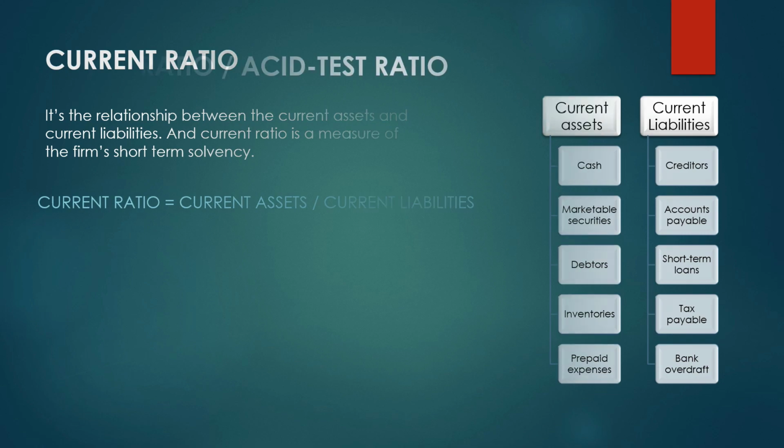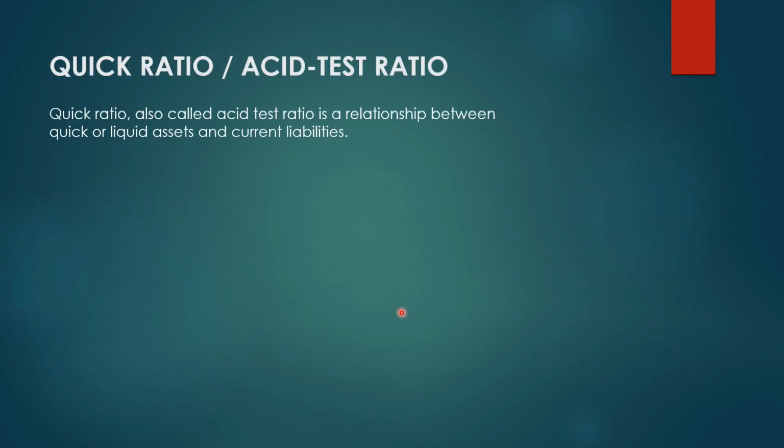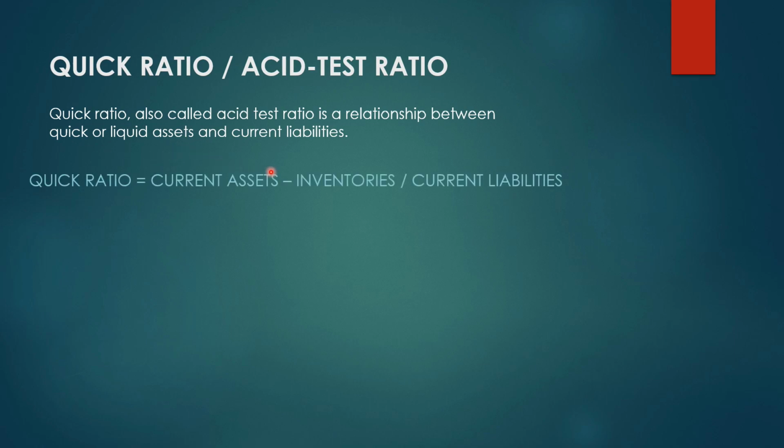Now, quick ratio. Quick ratio, also called acid test ratio, is a relationship between quick or liquid assets and current liabilities. Quick ratio is calculated by dividing quick assets by current liabilities.